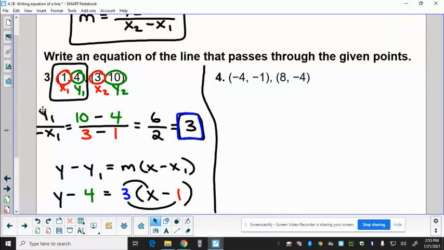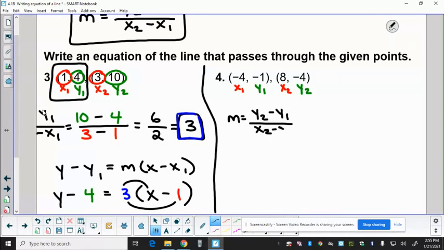All right, let's go to it. Y2 minus Y1. Now look at that. See, I'm going to put a negative number in here. What happens? That's right. It turns to a plus, doesn't it? X2 minus X1. That's going to happen again. So I'm going to put a negative 4 in there. Makes a plus. Negative 4 plus 1. 8 plus 4. Reduce your fraction. Negative 1/4 is the slope.